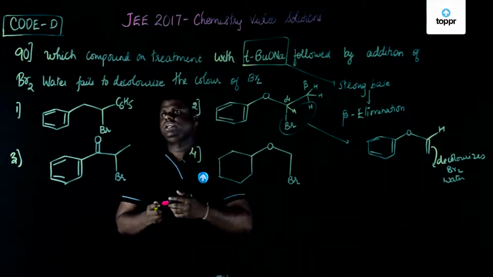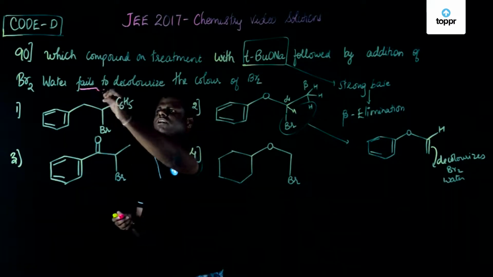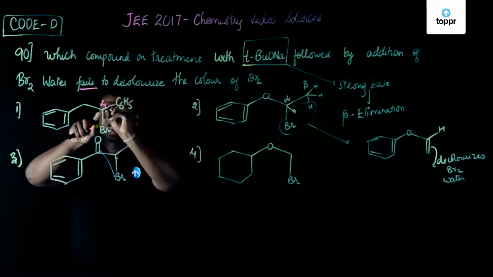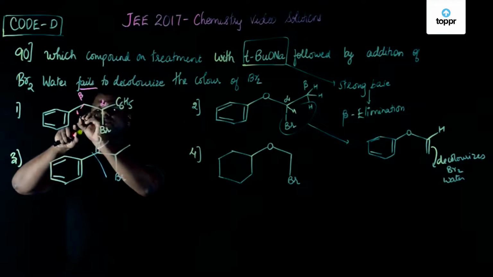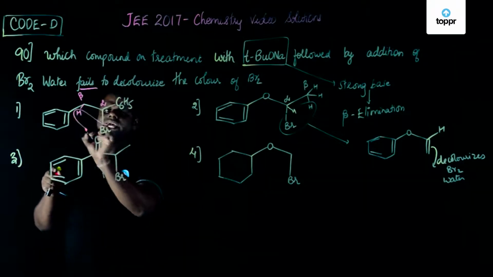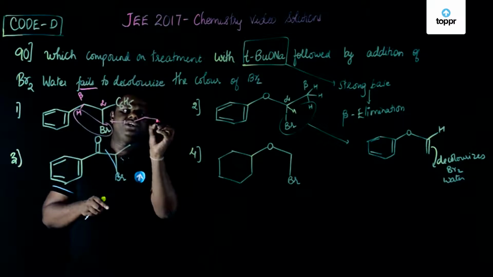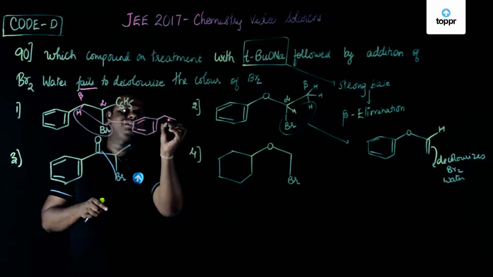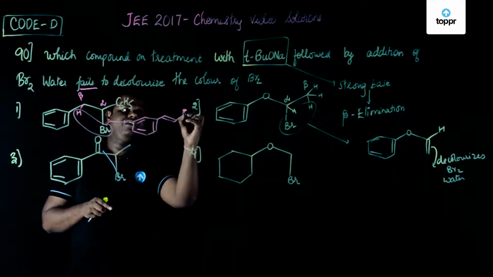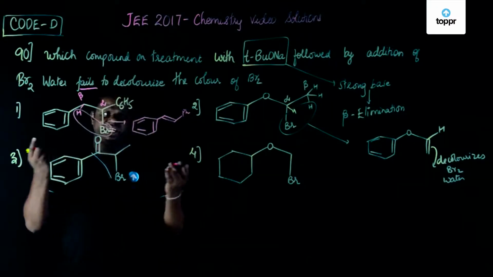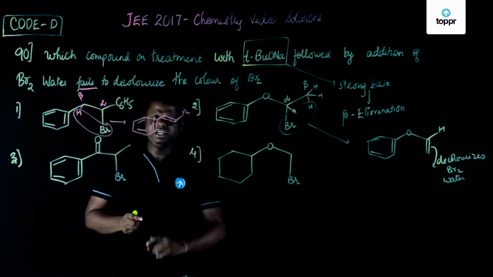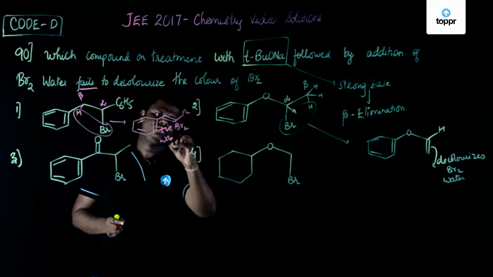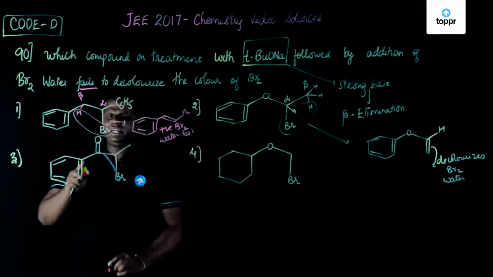The second one cannot be the option because they have asked which of the following fails to decolorize. If you have a look over here, this is the alpha carbon, this is the beta carbon, and this beta carbon has a hydrogen, right? So this can undergo dehydrohalogenation, as a result of which you could get an alkene. You will have something like this, and then there will be a phenyl ring over here. So this is again an alkene. This will decolorize bromine water. So this gives a positive Br2 water test. Correct.